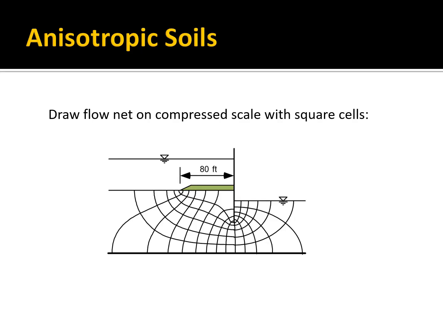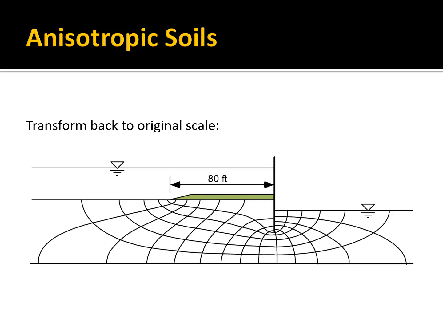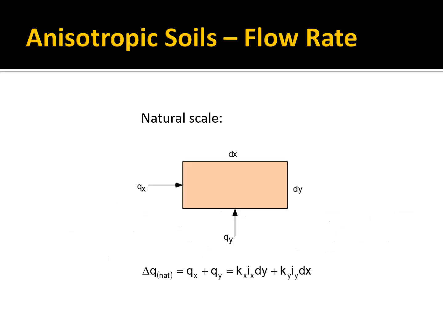Then you take this solution, and if you're in a drawing program, you just group everything again, and then you stretch it back out to the original scale. And now we have a solution for that anisotropic case. And we can do the same thing we did before. We can look at different points in here, scale the head value, calculate pore pressures, and we can even calculate the total flow rate through this solution. But we have to do that a little bit differently as well.